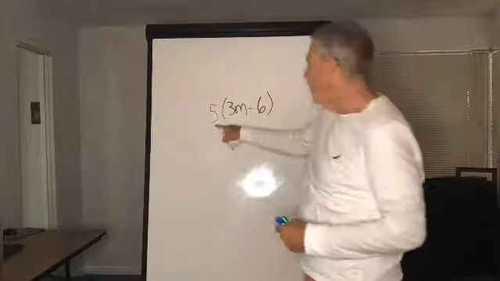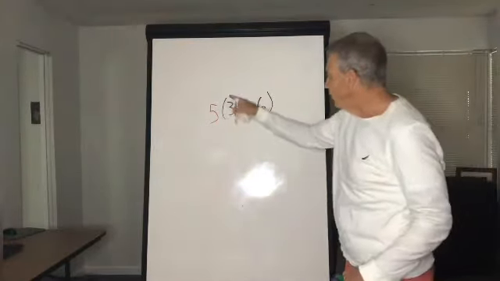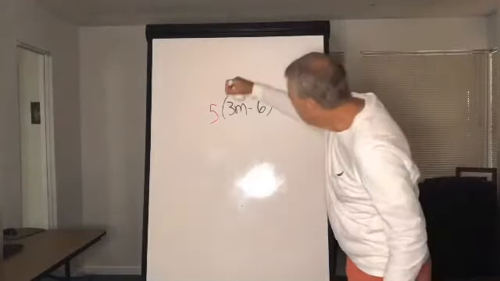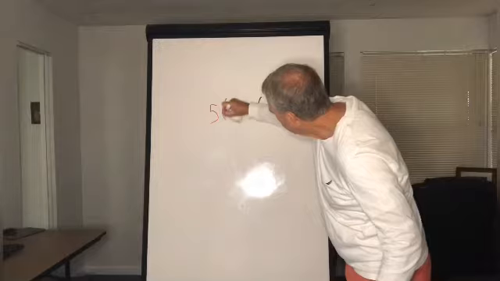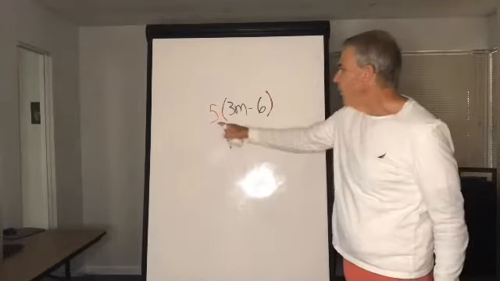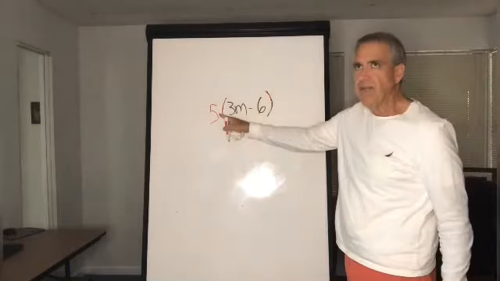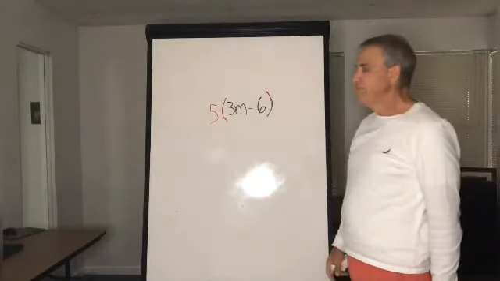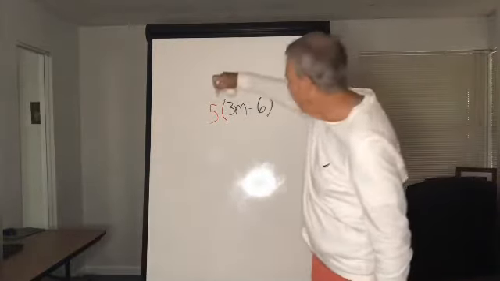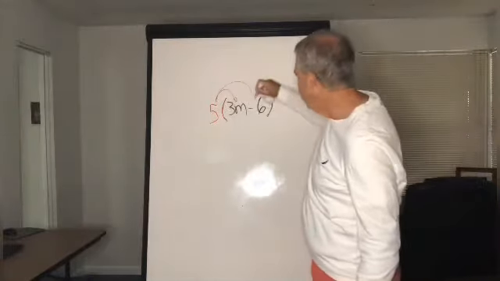When you see a number in front of a parentheses, these things are called parentheses. You see a number in front of a parentheses with no sign there, no plus or minus, we're going to dance with that 5. That 5 is going to dance with the 3m, and that 5 is also going to dance with the -6.